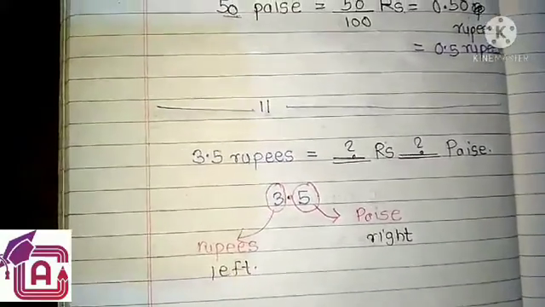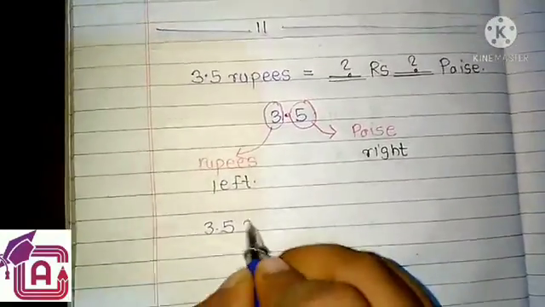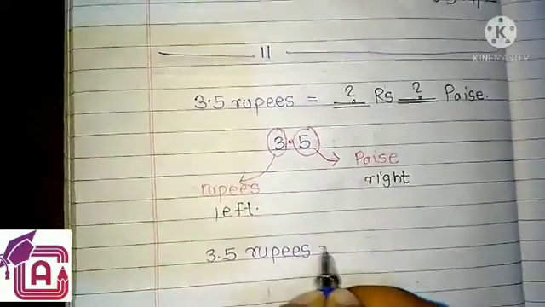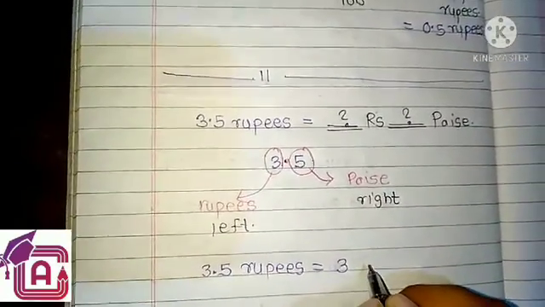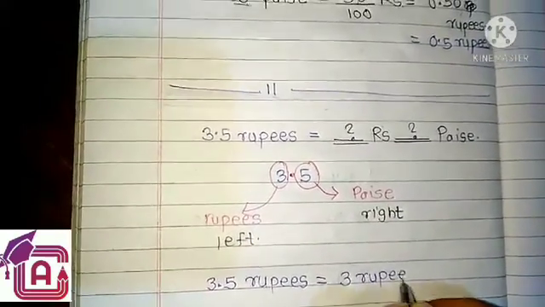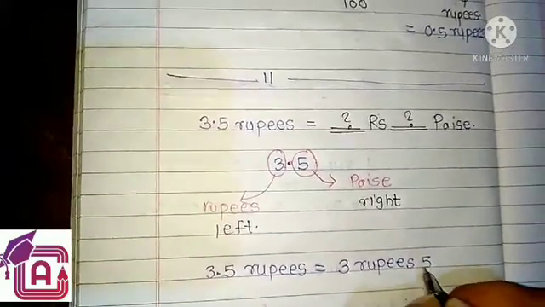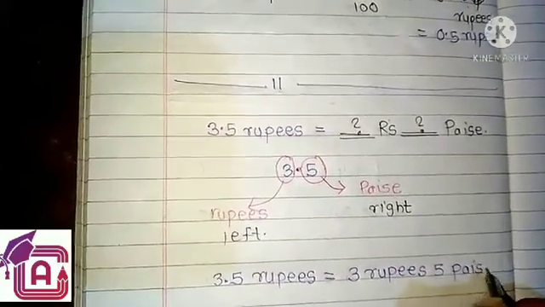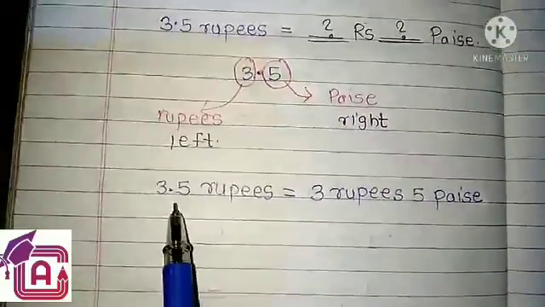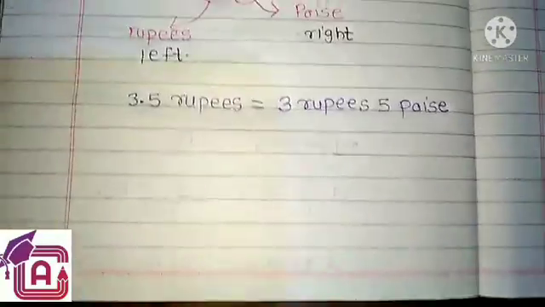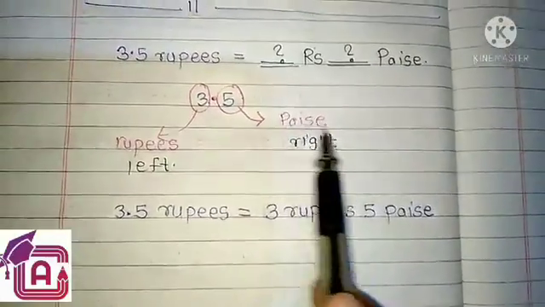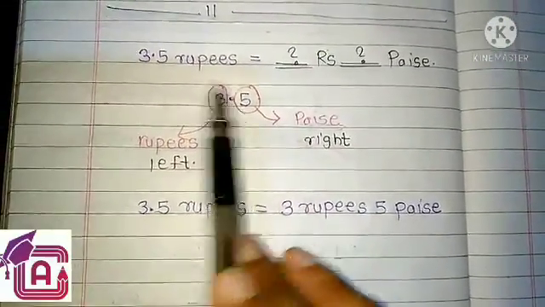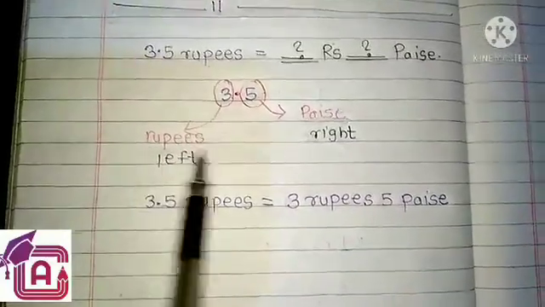So in this amount, 3.5 rupees, how many rupees are there? 3 rupees, and 5 paise. So 3 rupees 5 paise. So what you have to remember, on the right side, म्हणजे डेसिमल पॉइंटच्या राईट साईडला जी अमाऊंट असते ती असते पैसेमध्ये, आणि लेफ्ट साईडला डेसिमल पॉइंटच्या जी अमाऊंट असते ती असते रुपीज मध्ये.